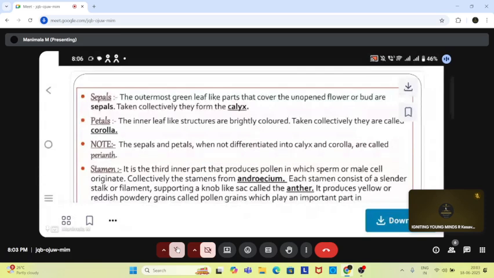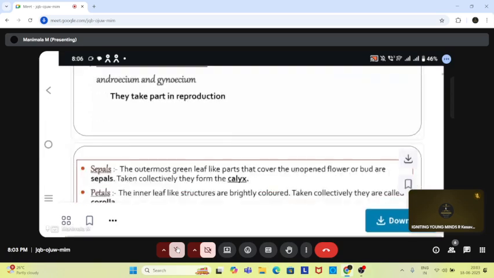And in some plants, there is no sepal and petal differentiation. Such plants we can together call perianth. So these are some of the structures and characters of the flower.